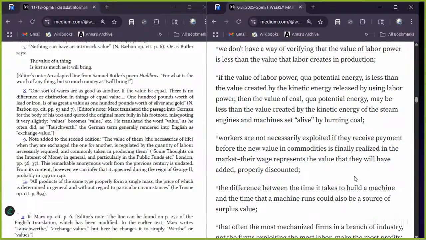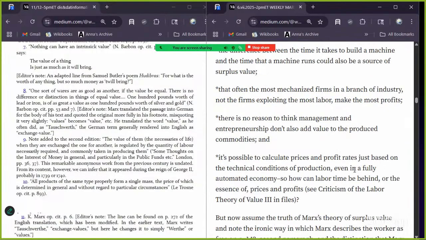Another kind of question to ask. The difference between the time it takes to build a machine and the time that a machine runs could also be a source of surplus value. So the concept of surplus value is one that, at scale, is about adding value, has other kinds of elements built into it, seems more complex, seems to be located within the context of the production process, and there's an argument there, but that's for other discussions.